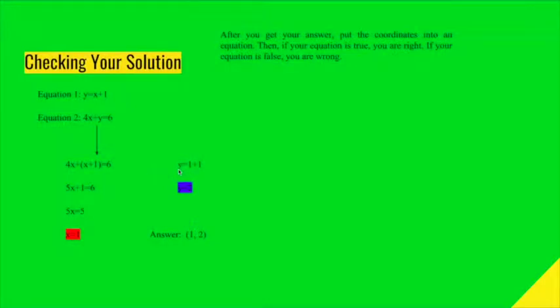So then we're going to put in 1 for x in the top equation, and we get y equals 1 plus 1. Then we get to y equals 2. So our answer is 1 comma 2.